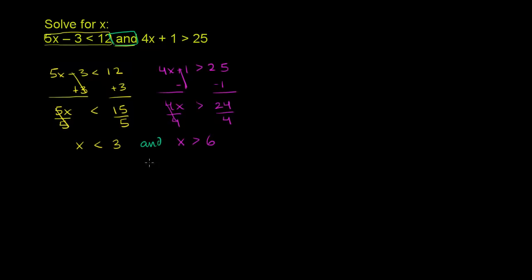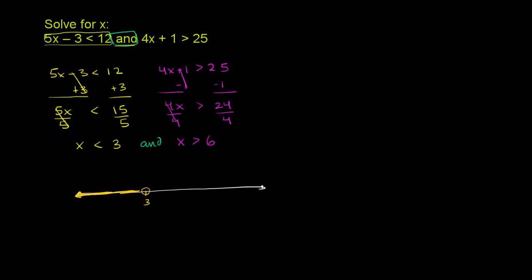So already your brain might be realizing that this is a little bit strange. This first constraint says that x needs to be less than 3. So if this is 3 on the number line, we're saying x has to be less than 3. So it has to be in this shaded area right over there.